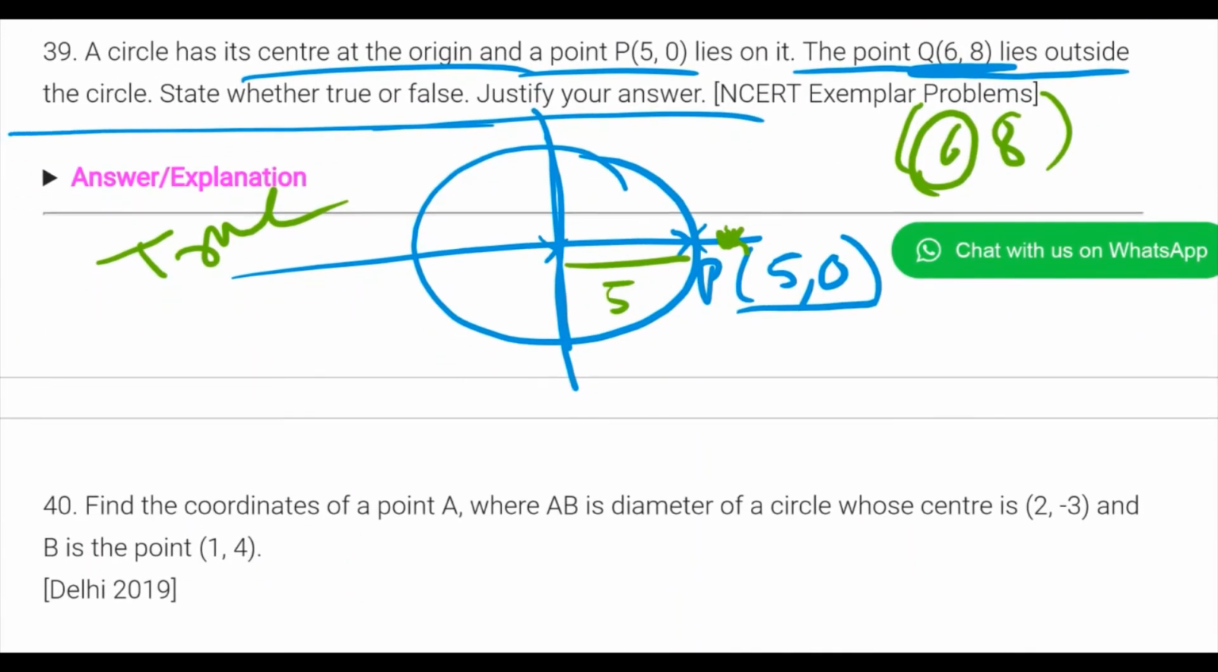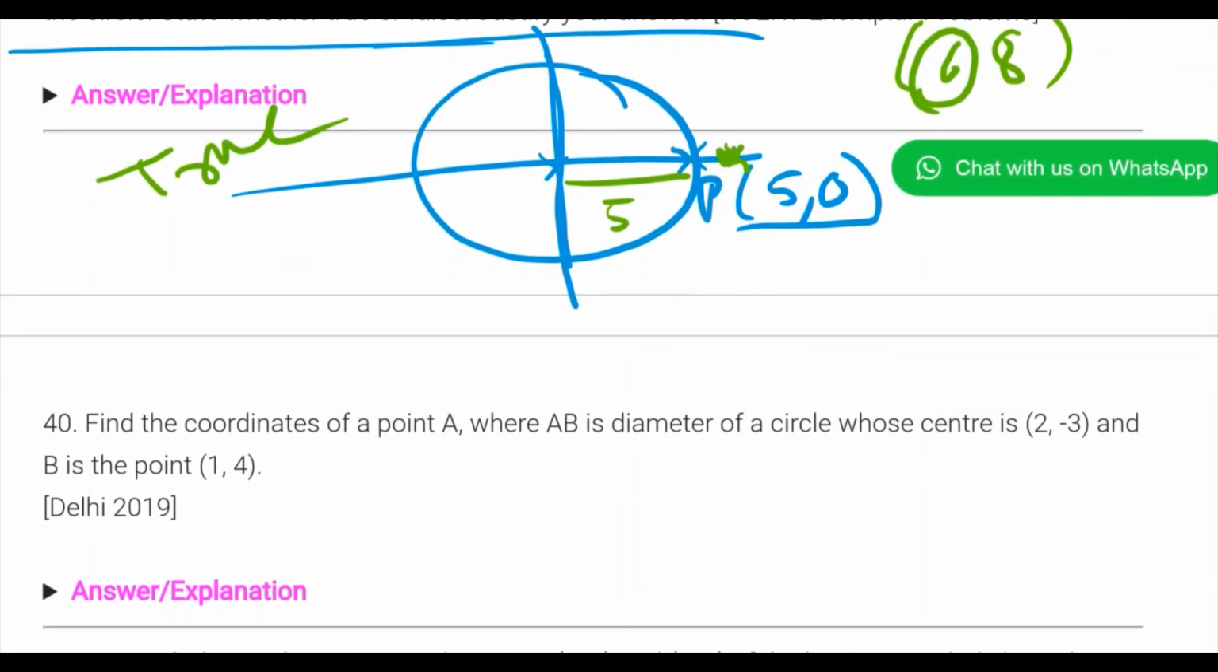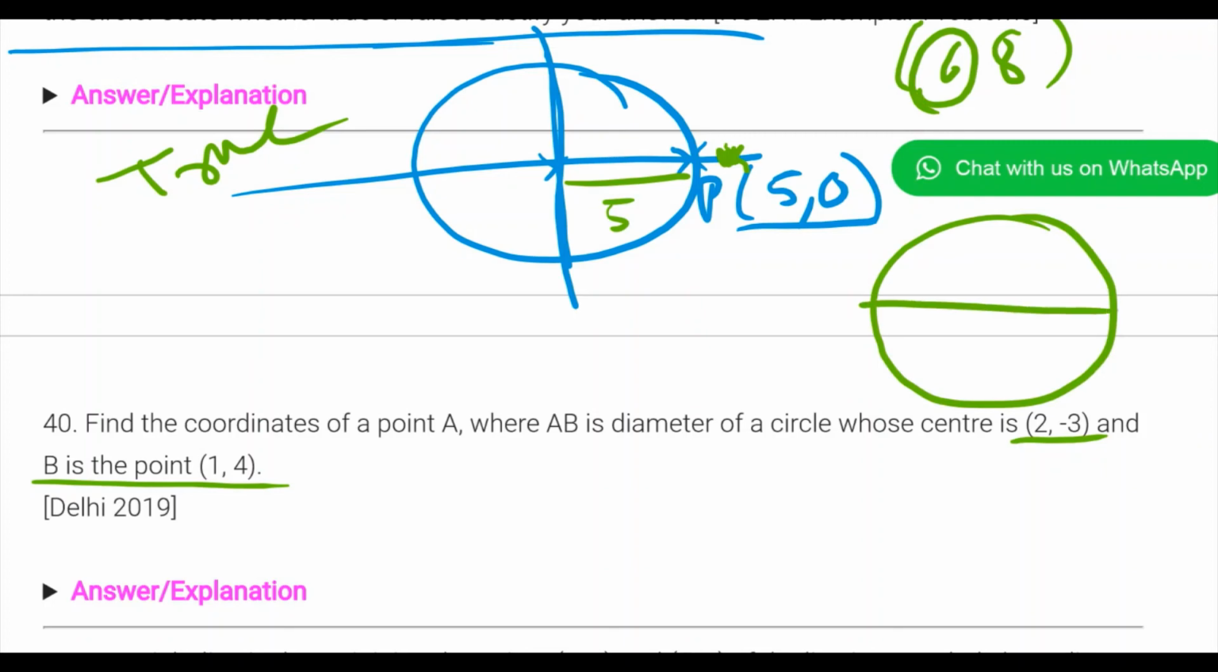Next question is the 40th question. Find the coordinates of a point A where AB is the diameter of a circle whose center is 2, minus 3 and B is the point given. AB is the diameter and the center is 2, -3. And B is given as the point 1, 4. We need to find A. Let A be x, y. Since AB is the diameter, my center is the midpoint.